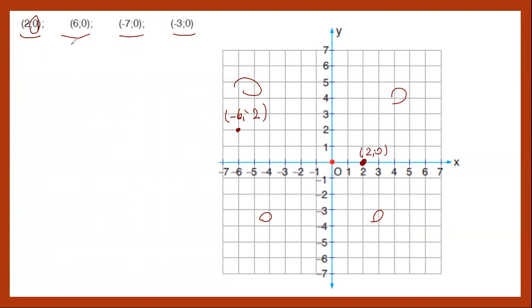On the line. The same thing here. (6, 0): 6 on the x, the number of x is 6 here, and the number of y is 0. It is on the line. It's not between them because there is no value of y for those two. For that one too, (-7, 0) is on the line again. And then the other one, (-3, 0). On the line.